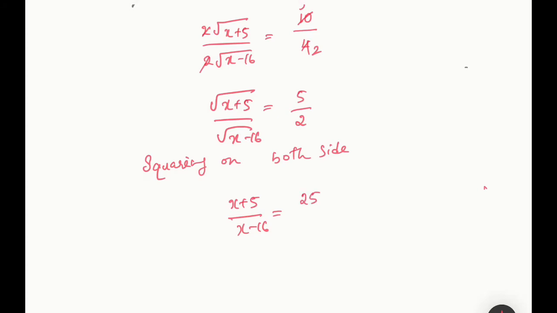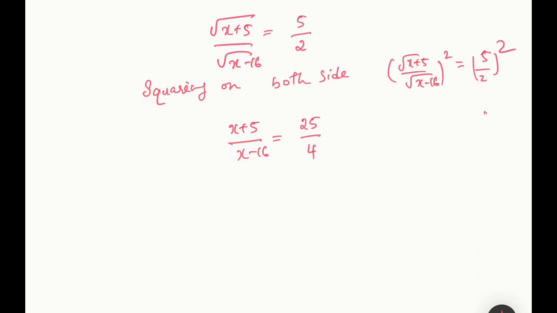is what? 25 and 2 square is 4. Okay. So what we are actually doing here is root of x plus 5 by root of x minus 16, whole square, by 5 by 2 square. Okay. So what do I get now?